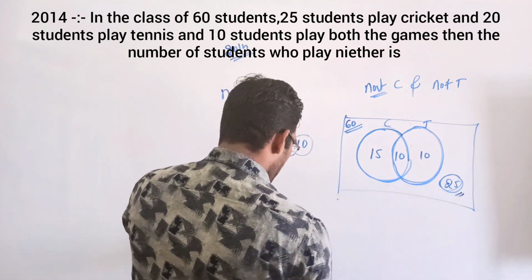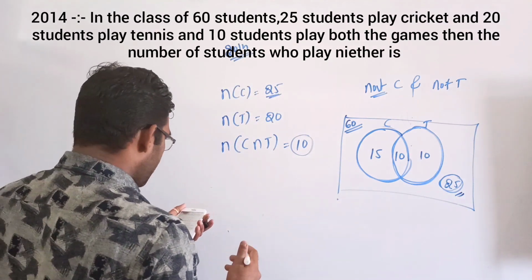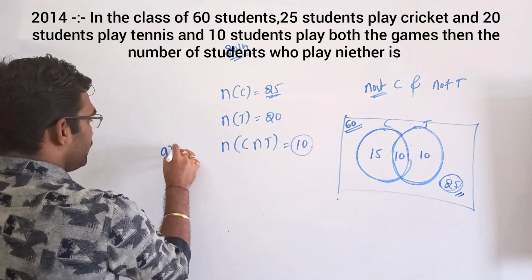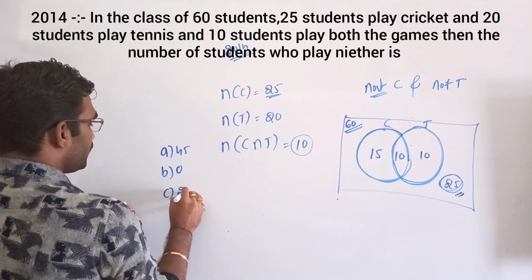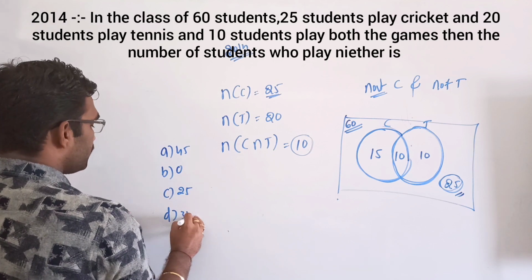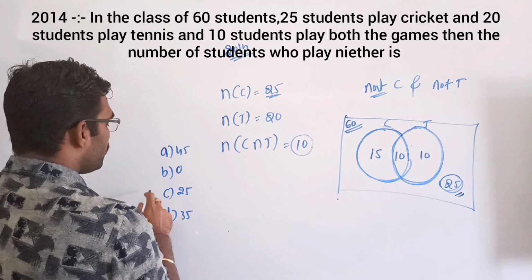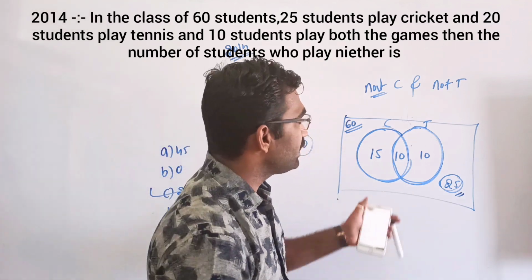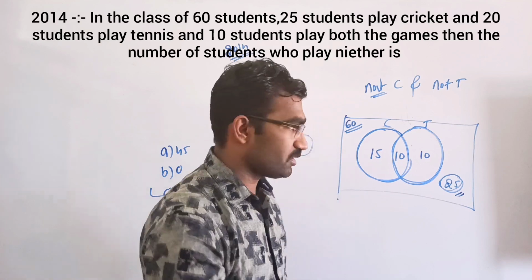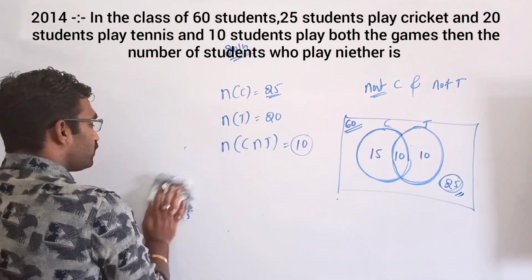25. If you check the options, they have given A equals 45, B equals 0, C equals 25, and option D equals 35. Therefore the answer you got here is C. So this is how you can answer by using the Venn diagram in the questions.